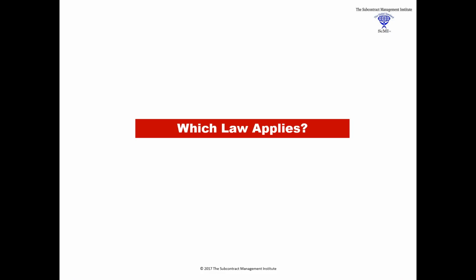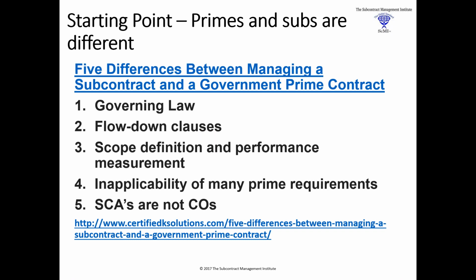So we ask the question, which law applies? Well, the starting point is an article that we put in Contract Management magazine a while back, and it identified 5 key differences between managing a subcontract and a government prime contract. And the very first one that it addresses is governing law, which is what we'll talk about today. But there are others that make big differences in the way you would manage contracts. The flow-down clauses, the scope definition, and how you measure performance.